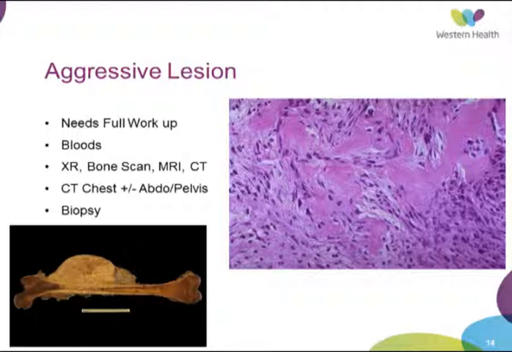And certainly, we'll talk a little bit more about metastases in a sec, but if we can't find the primary, or we don't have a diagnosis of where the primary lesion is, a CT chest, abdomen and pelvis can be extremely useful in finding where the primary source is. And all of these patients with an aggressive lesion do need to have some form of biopsy.